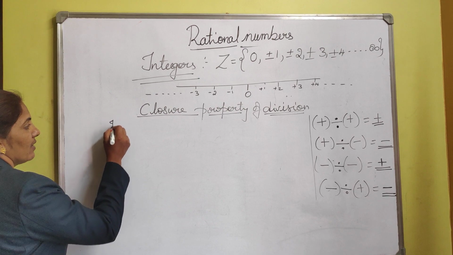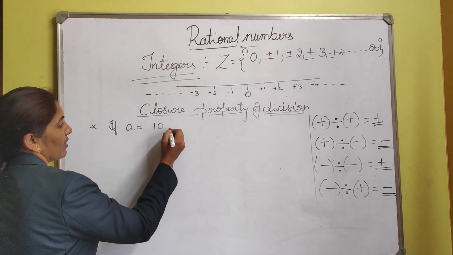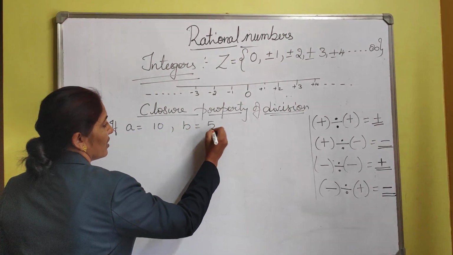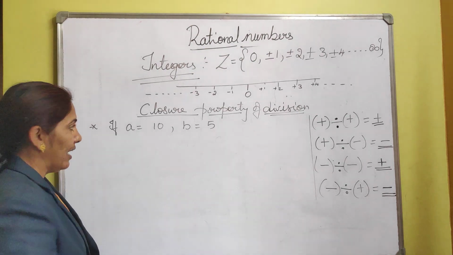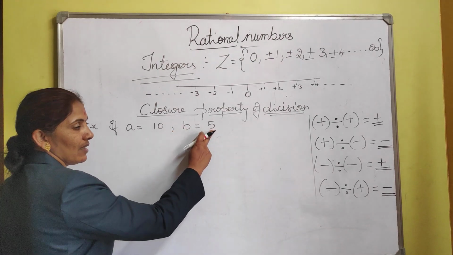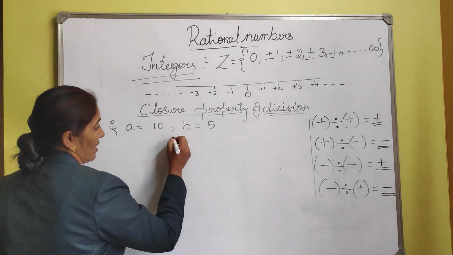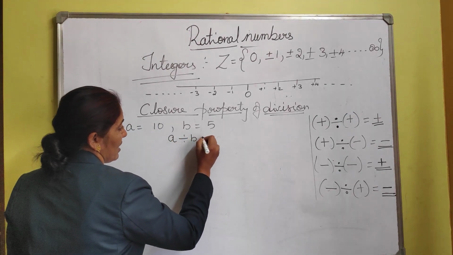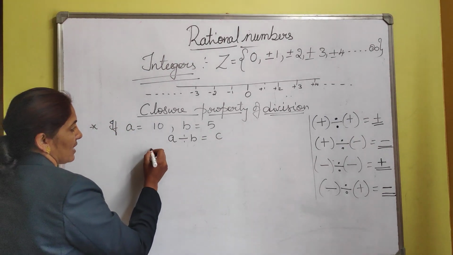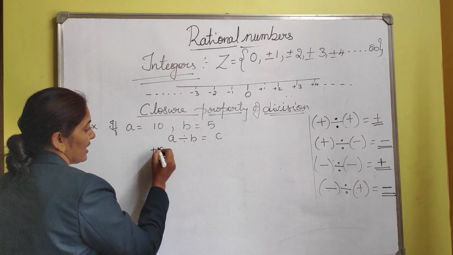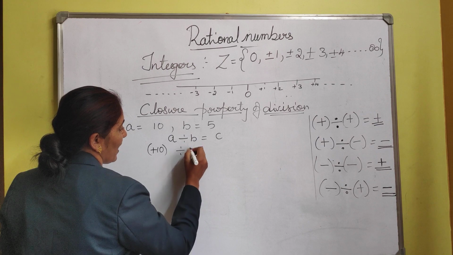Say in the first case A is equal to 10 and B is equal to 5. You can see 10 is a multiple of 5. Earlier I told you if there are no signs, it means they are positive. Say A divided by B is equal to C. I can read this as plus 10 divided by plus 5.